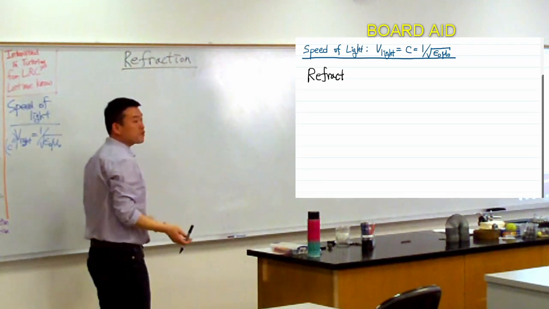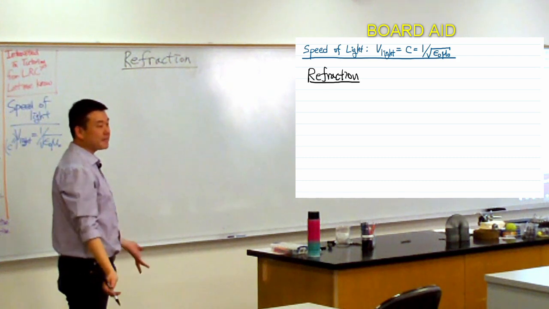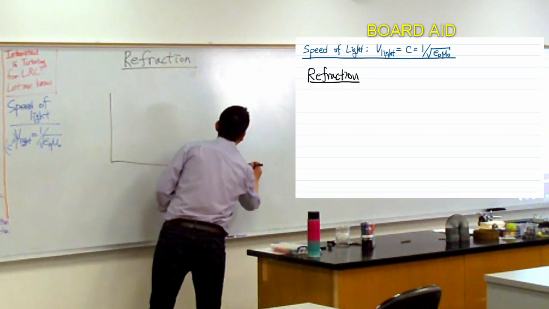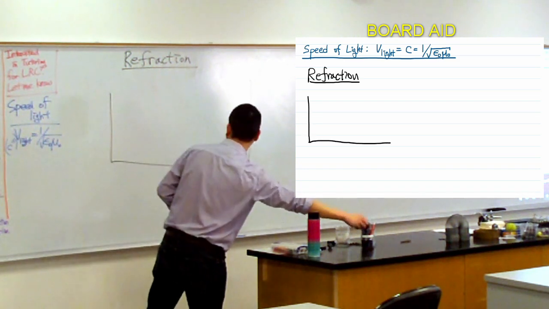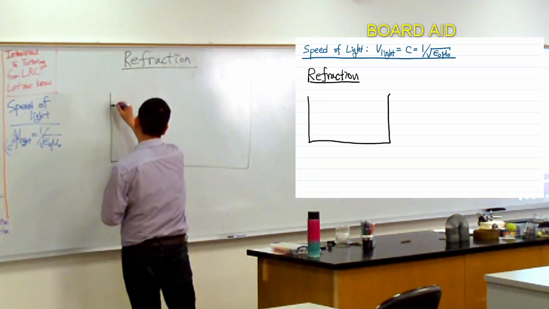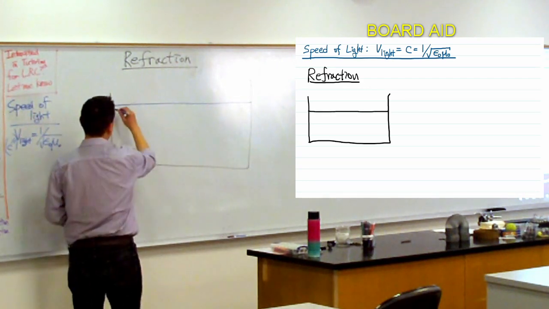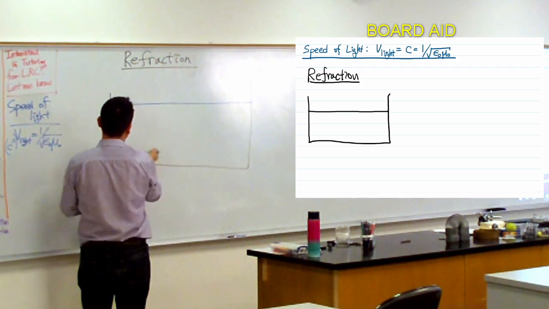So the situation you have to imagine, that I actually have a demo for but don't, is that I have a tank of water. You are looking at the tank from the side, and it's filled with water. So here's the boundary between air and water. Below here is water, and above here is air.